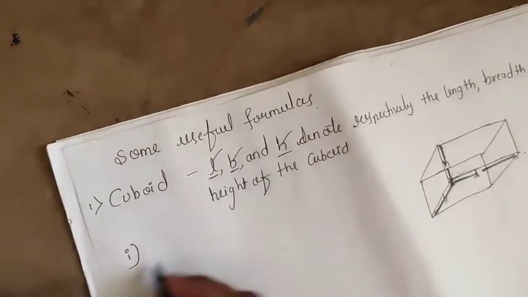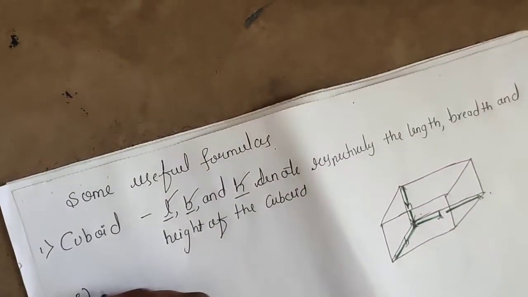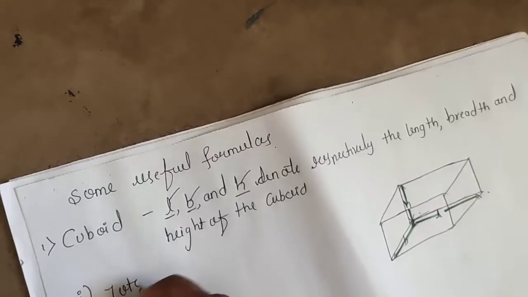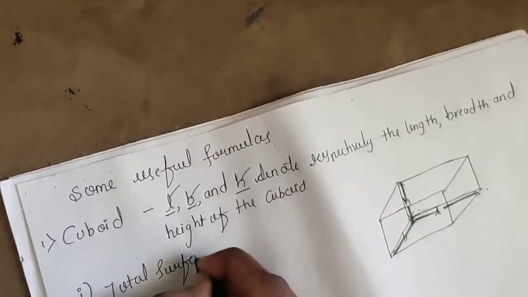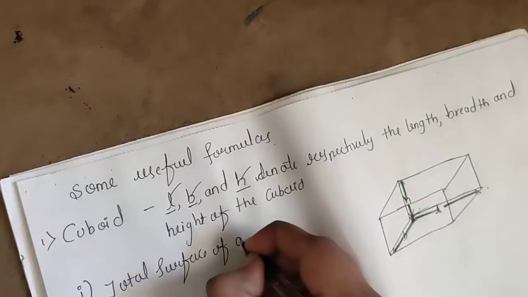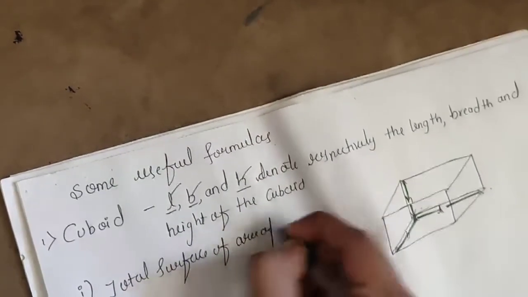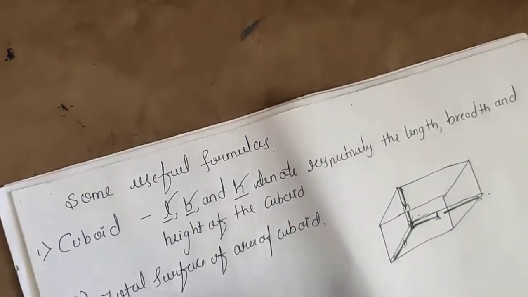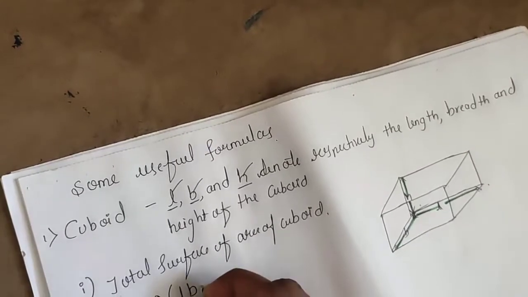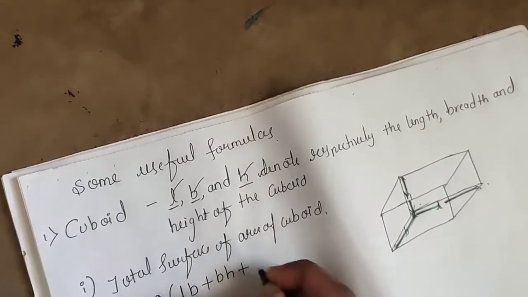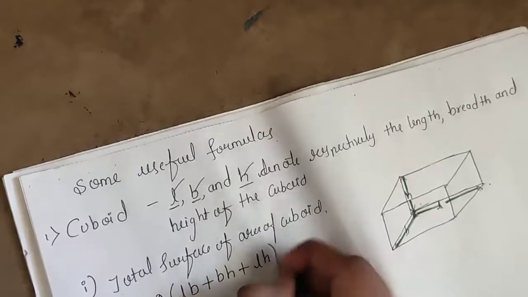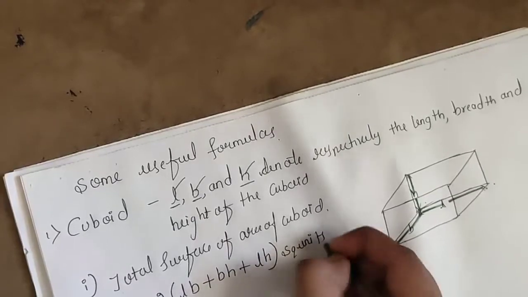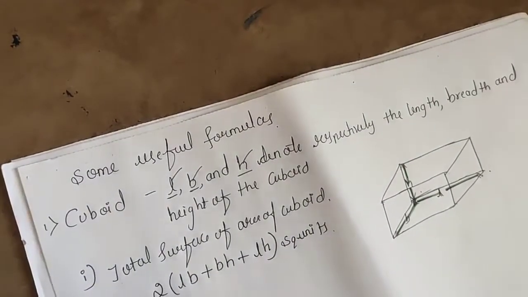Now let us go with formulas. We have three major formulas. First one is total surface area of cuboid. What is total surface area of cuboid? 2 into (length into breadth plus breadth into height plus length into height). Unit must always be mentioned. Square units.